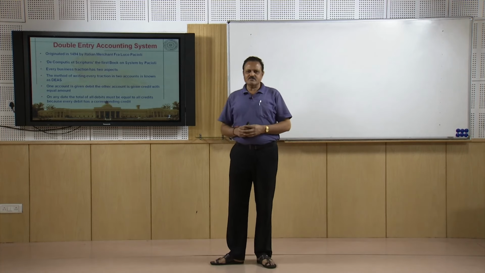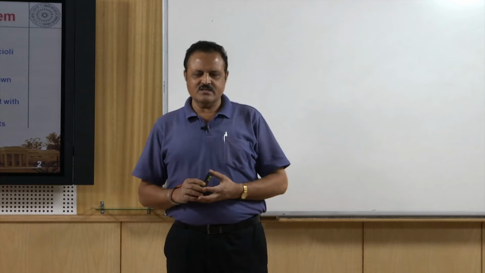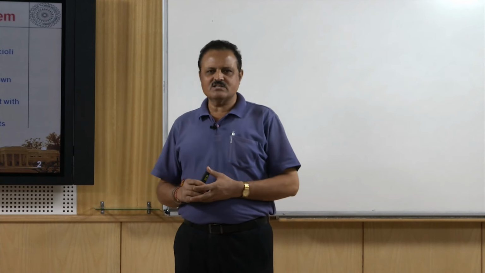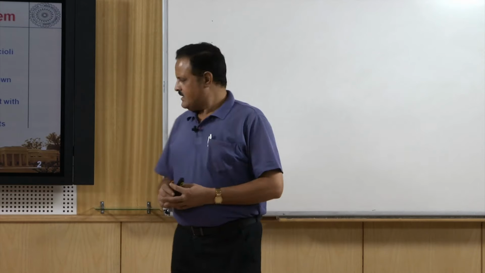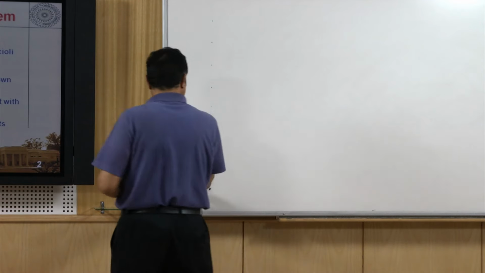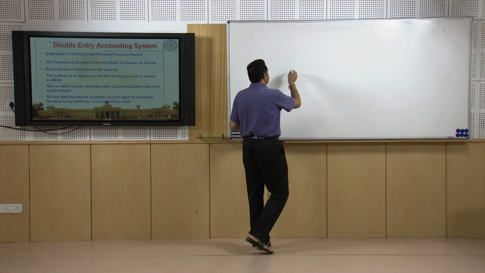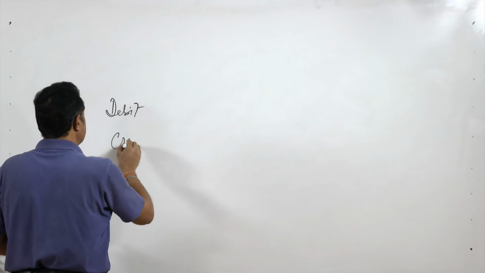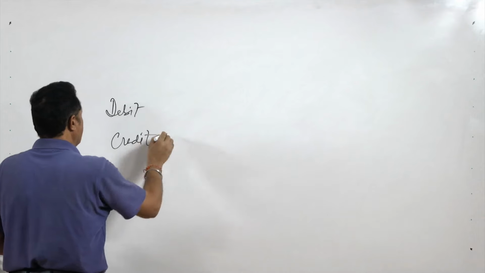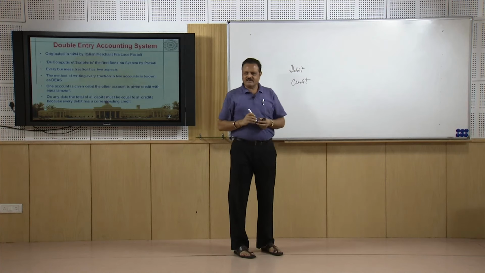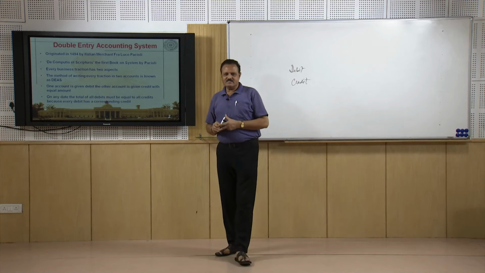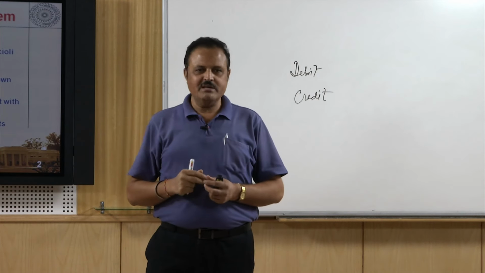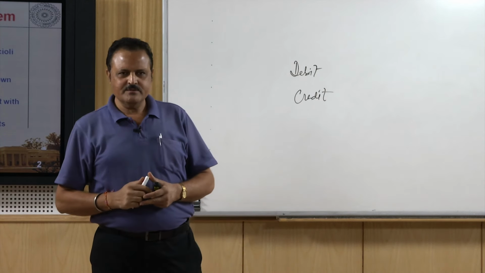Double entry accounting system means, as per this system, we assume that every transaction has two aspects. One aspect is the debit and the other aspect is the credit. We assume that whenever we make any transaction in the business, two accounts are affected, a minimum of two accounts.